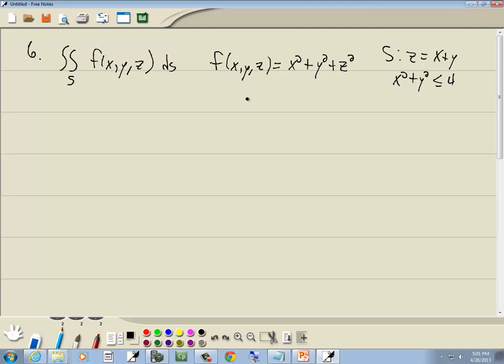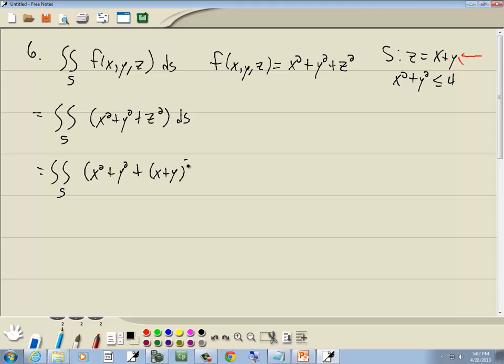So in order to do our mapping on this, first off, let's plug this in here. F of xyz was x squared plus y squared plus z squared. And it's pretty easy to switch this over now because we know what z is. Z is equal to x plus y. We see that right up here. So we can plug that in, and this becomes the integral of x squared plus y squared plus x plus y squared.